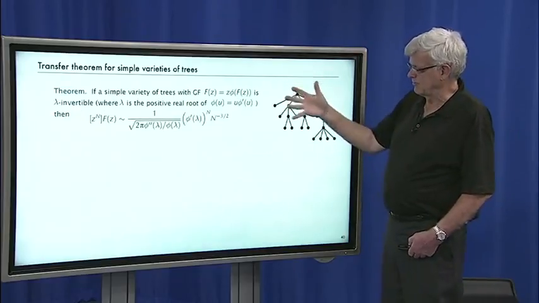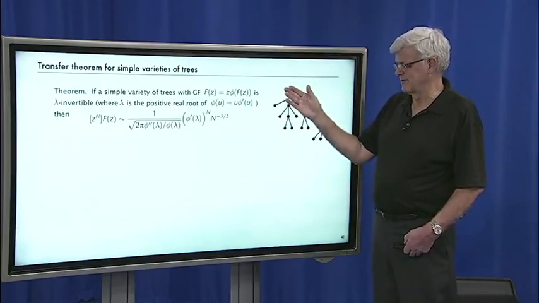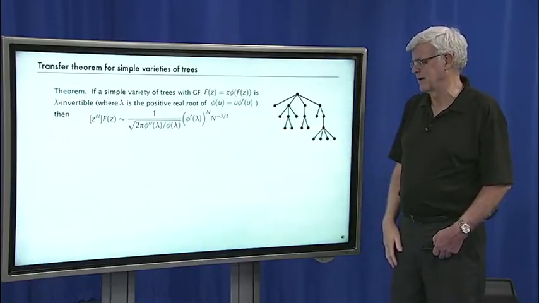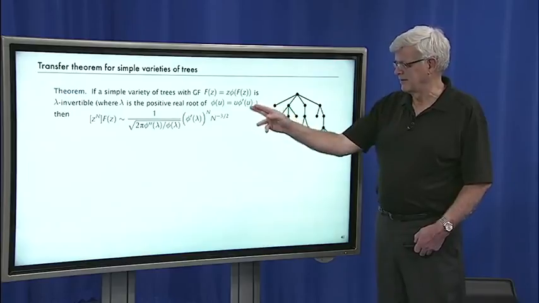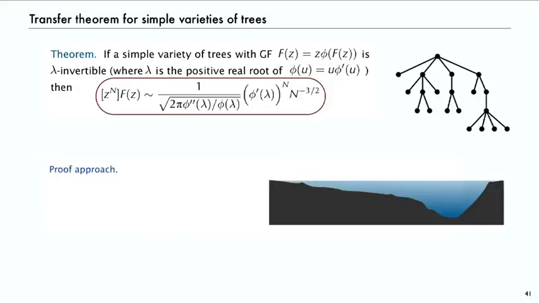So now we have a transfer theorem. If you have a simple variety of trees and it's lambda invertible, then boom, we have the coefficient asymptotics as a function of lambda. The exponential growth rate is 1 over phi prime of lambda, and the constant is 1 over square root of 2 pi times phi double prime of lambda over phi prime of lambda. And that's all we have to know for simple varieties of trees, and that covers many, many combinatorial classes.